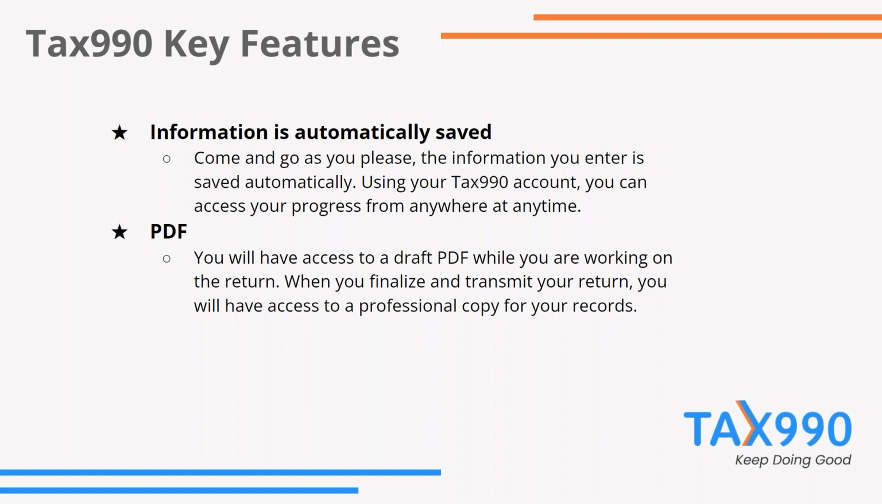We also understand that most organizations have been paper filing for years and prefer to review the return prior to transmitting or while working through the process. So you will have access to a draft PDF while you're working on the return. And when you finalize and transmit your return, you'll have access to a professional copy for your records. The professional copy will remain in your account, so you can print and download it at any time.